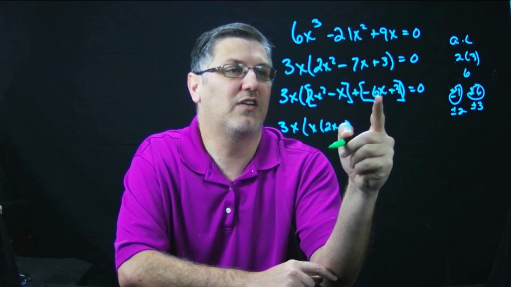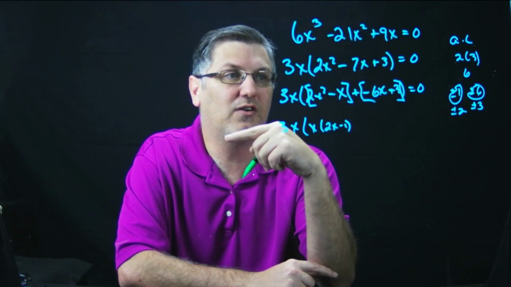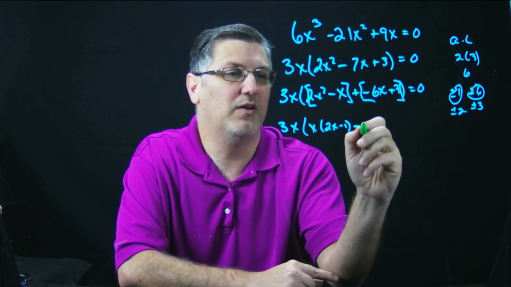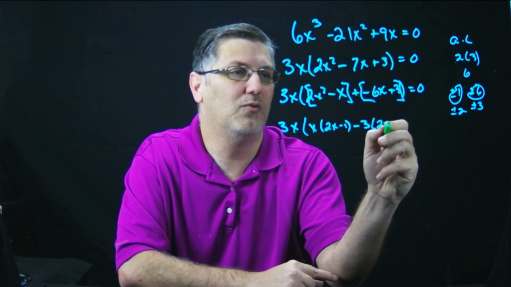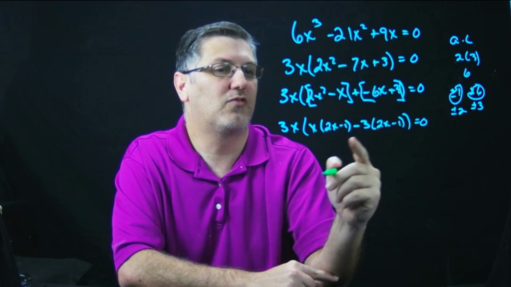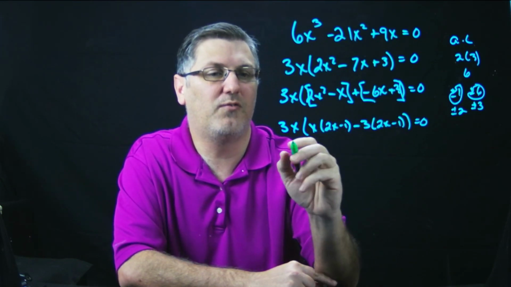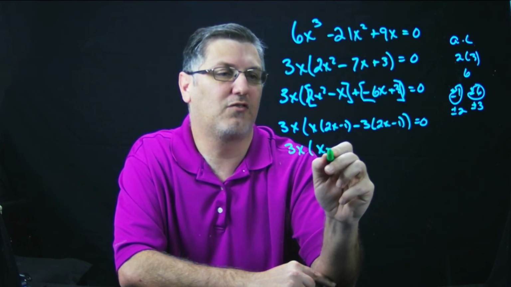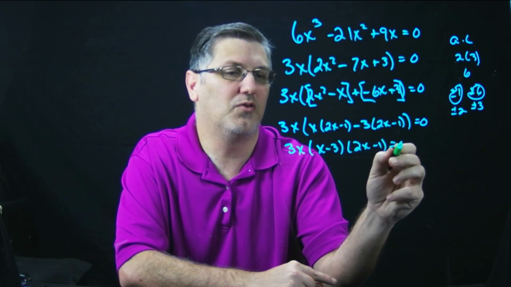And this negative 6x plus 3, whenever you have this negative in front, factor the negative out. So here's my negative, and they have a 3 in common. So I'm factoring out a negative 3, and that's going to leave me with 2x minus 1. And that equals 0. So my GCF is one of my factors, and this right here is my other factor. So I simply get 3x times x minus 3 and 2x minus 1 equals 0.